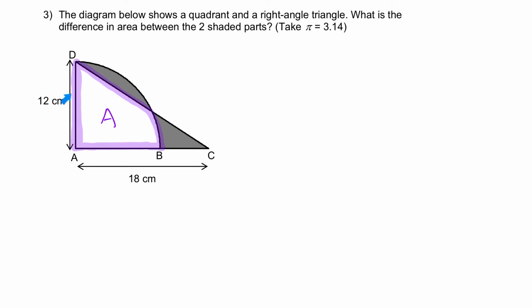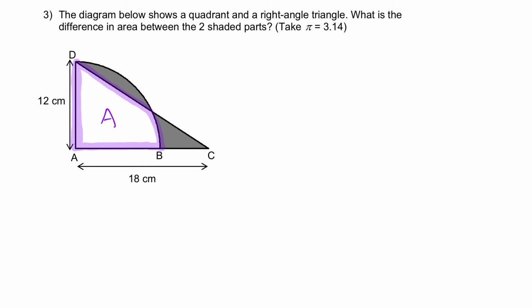This quadrant is made up of A and this. The right angle triangle is made up of the same A and this part here. What happens if I were to take the difference between the right angle triangle and the quadrant? You think about it. Will it be the same as finding the difference in these two shaded parts? Probably I will illustrate using a model. Maybe it's easier for everyone to understand.